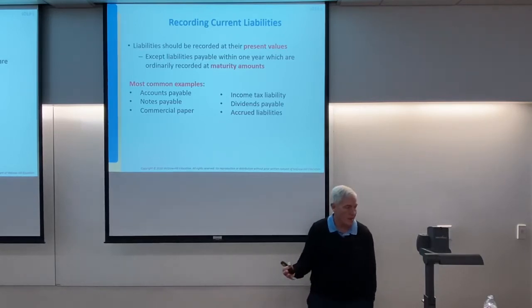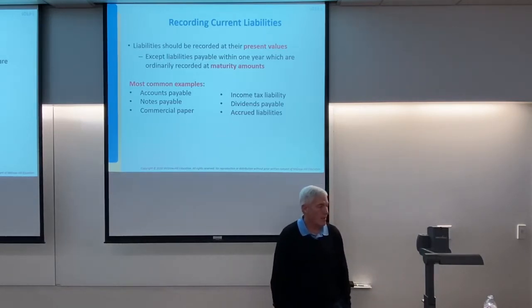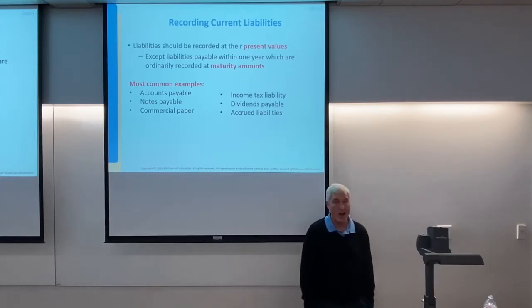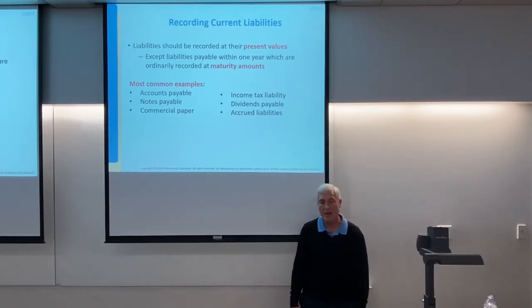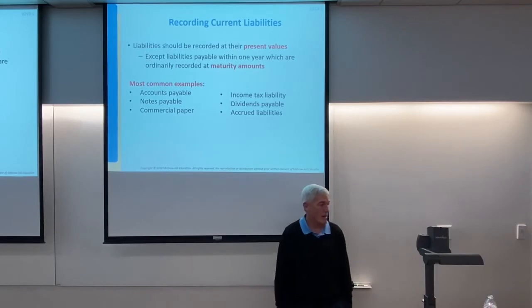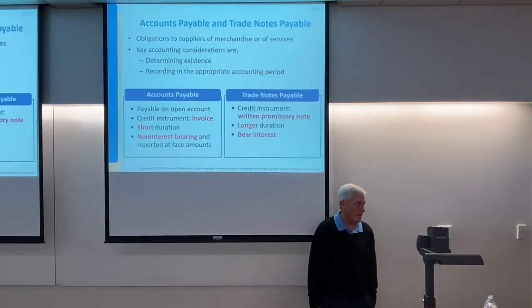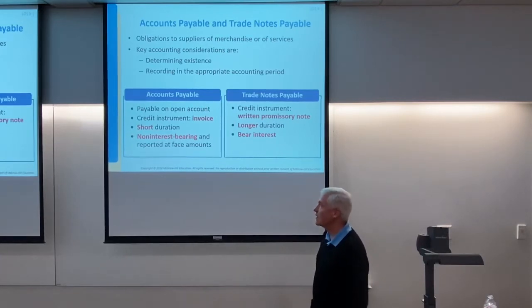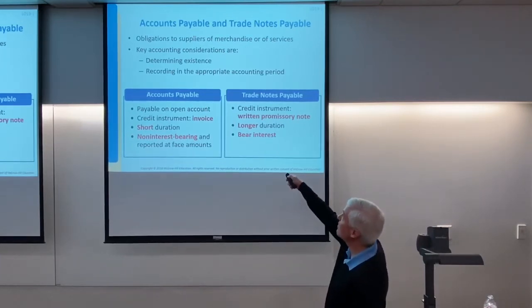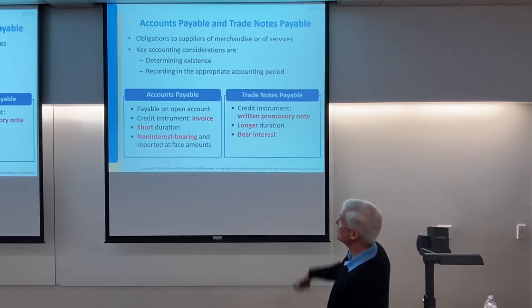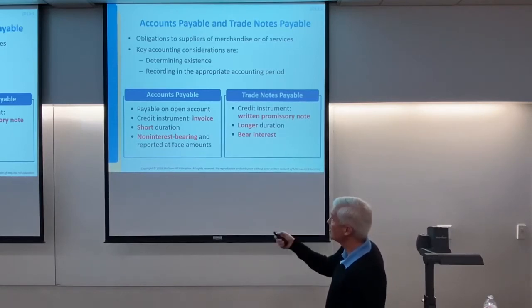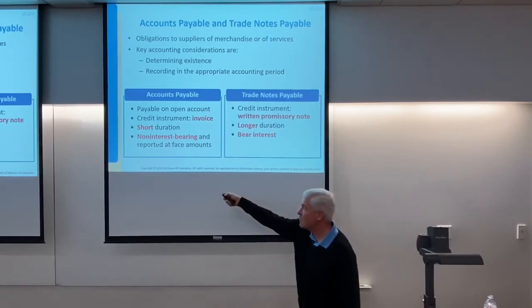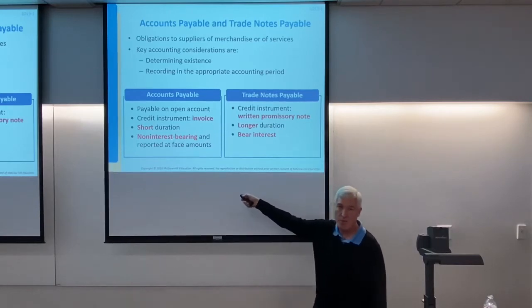And then dividends payable, we'll look at that when we get into equity. And accrued liabilities, things like warranty expense, even salaries payable, things like that. So two major components of current liabilities: accounts payable and then notes payable. So accounts payable, short duration. This is the key point for accounts payable: non-interest bearing.